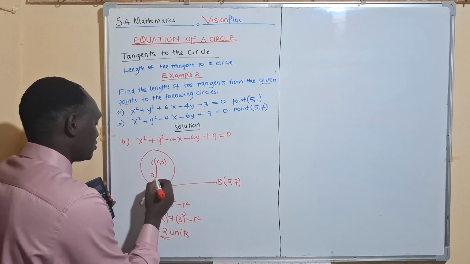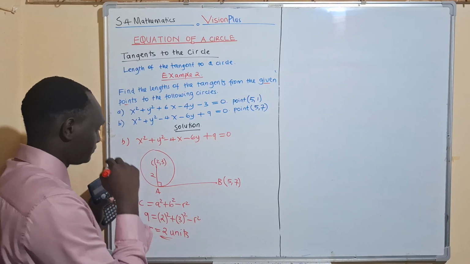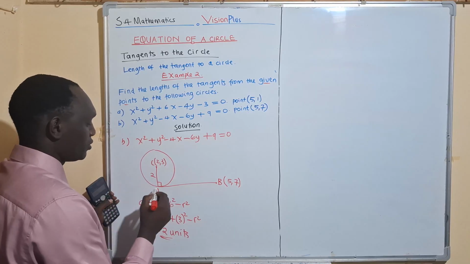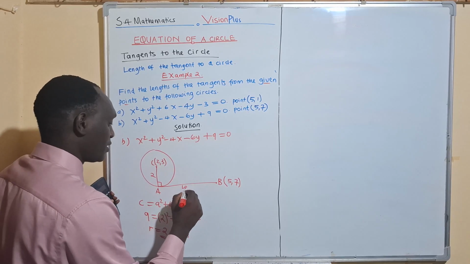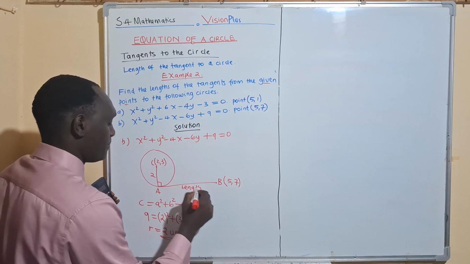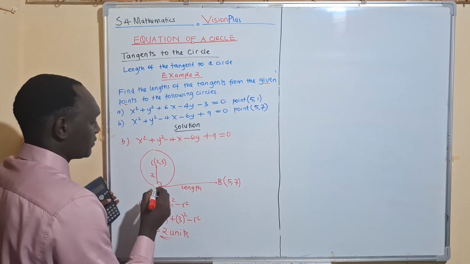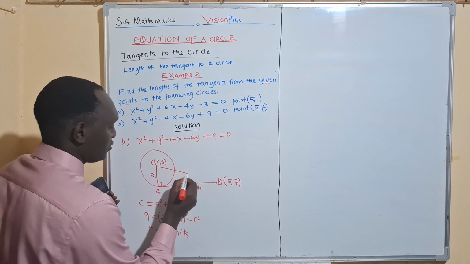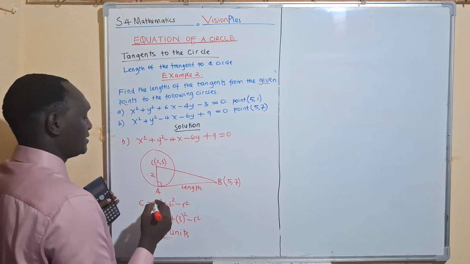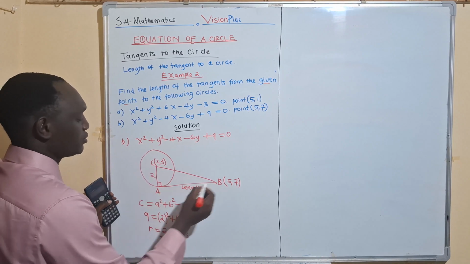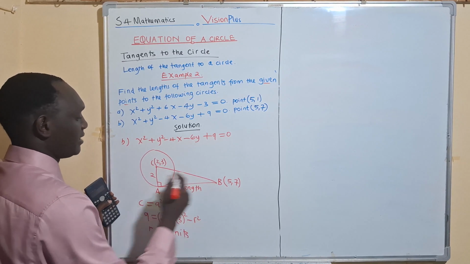So after getting the radius 2 units, we now know this distance from here to here. We don't know the length AB, that is what we are looking for. But we can get the length CB and then we apply Pythagoras theorem. So let me join these 2 points here. I say that is my length CB. So let us get CB to help us find the length AB.